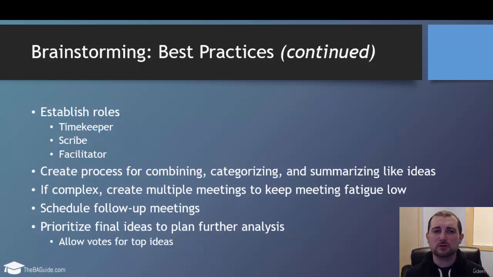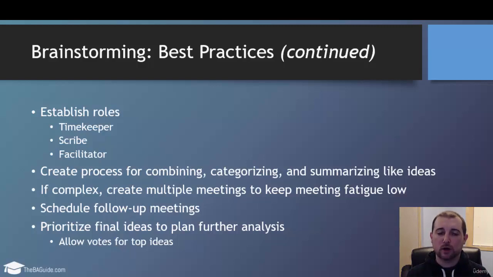And again, you could have one person play multiple roles. Like the facilitator could also be the timekeeper, or the scribe, maybe the facilitator, maybe you, and you just have a different person watch time, set some alarms on their watch or whatever.